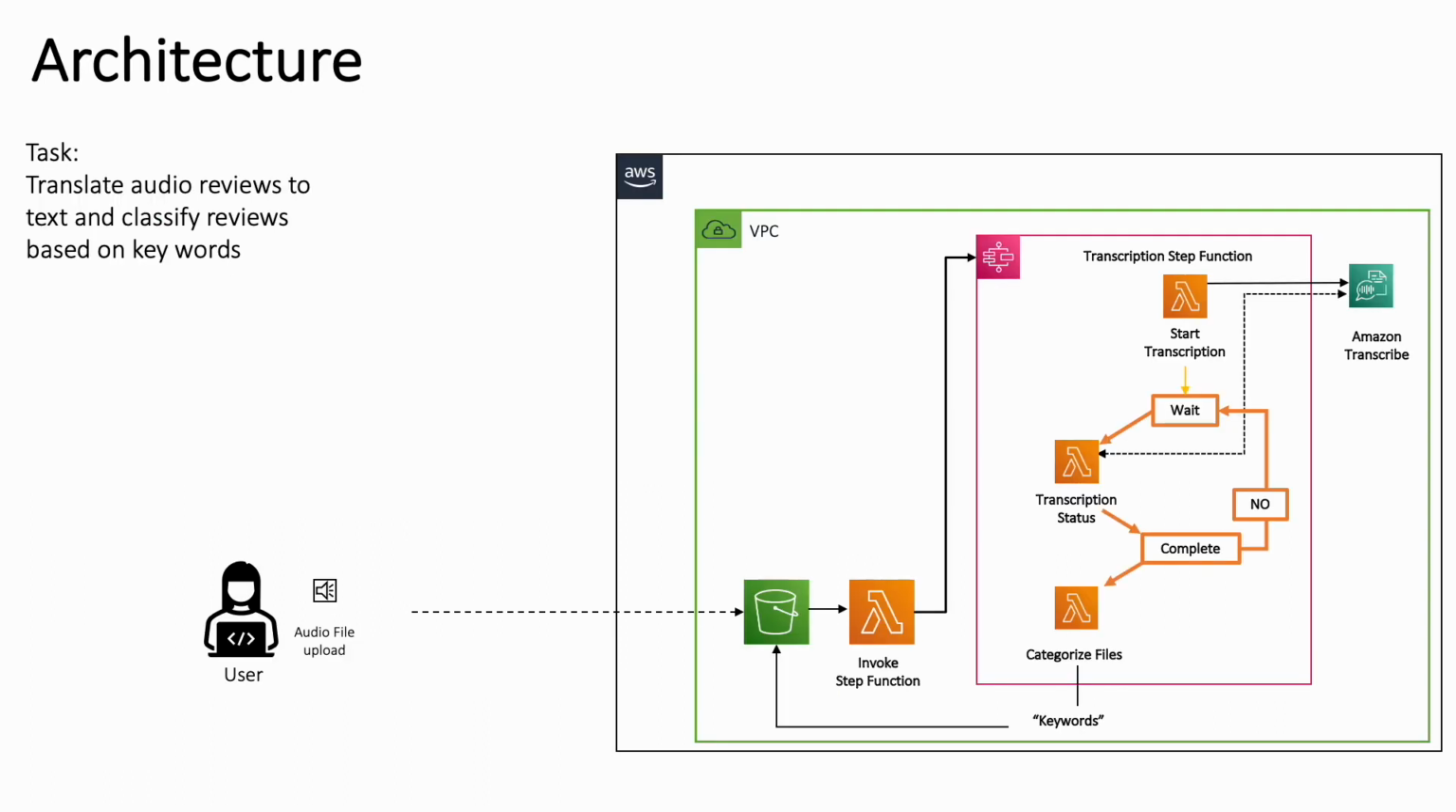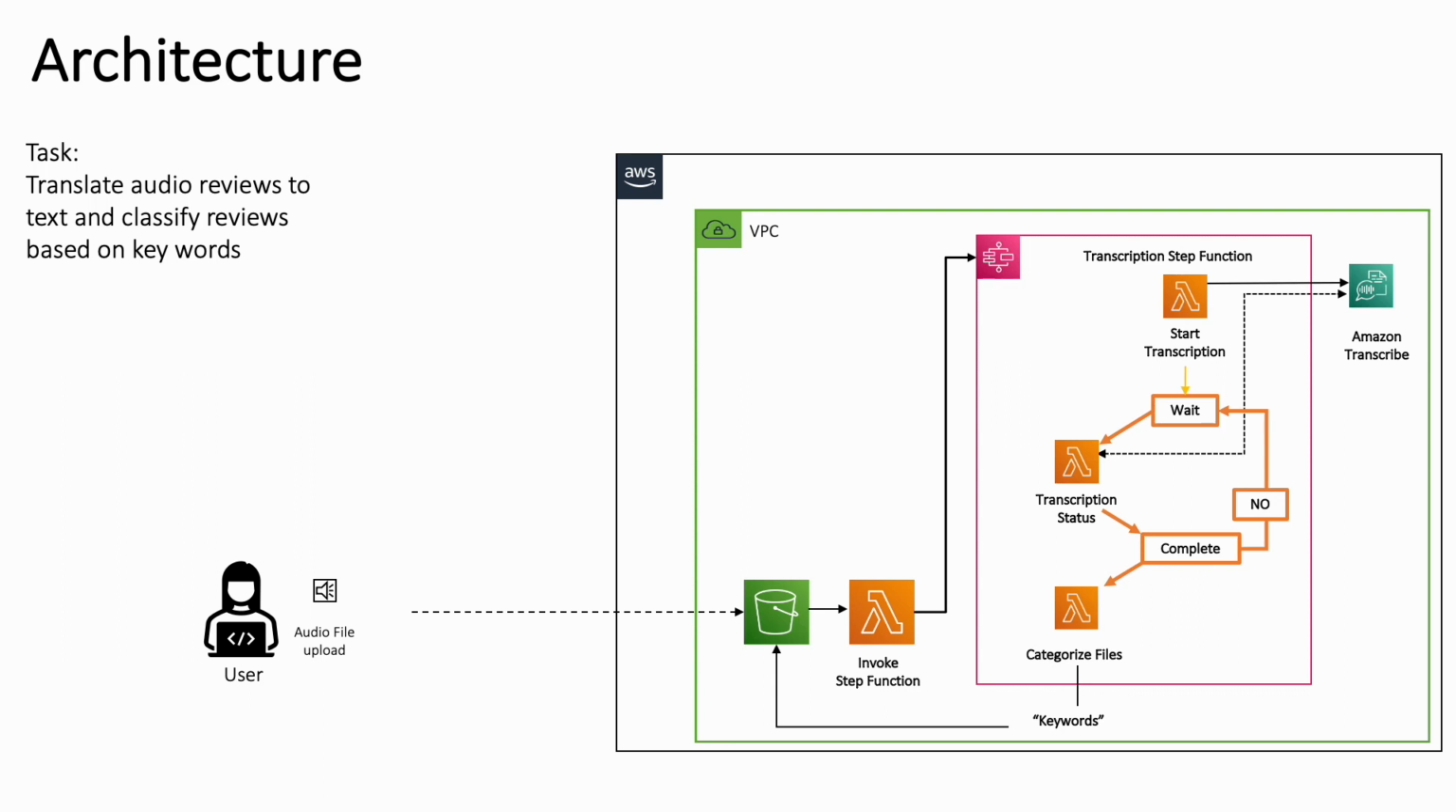Now I'm going to break down the architecture. The task is to translate audio reviews to text and classify reviews based on keywords. A user will upload an audio file to a folder named Upload in an S3 bucket. In Amazon S3, there is an option to add an event notification. An event notification will notify you when a specified event occurs. So for this project, the event notification parameters are set to trigger a Lambda function once an MP3 file is uploaded to that upload folder.